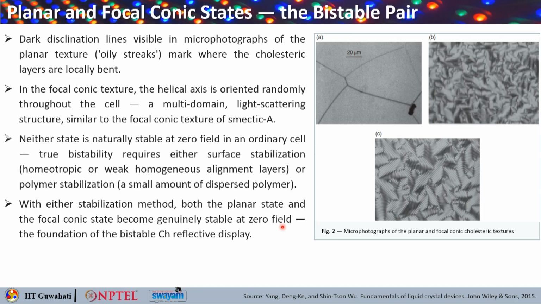So, once again, if we stress on the key engineering point that we have seen in these two points, it is that bistability of these textures is not automatic in a generic cholesteric cell. It must be deliberately engineered in, either by surface stabilization or some sort of polymer stabilization. This distinction recurs later when we will be discussing the weaving angle and the polymer stabilized black white variant. Here we will see the fingerprint and homeotropic textures in more detail.